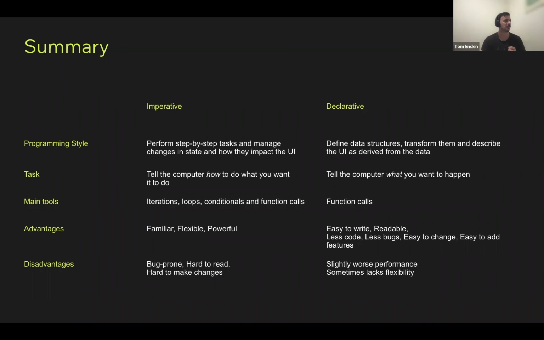The advantages of imperative is it's probably more familiar to you. It's flexible and it's very powerful. But the declarative is very easy to write once you learn it. It's readable. It's less code, less bugs, easy to change, and easy to add features. The disadvantages of imperative are that it's bug-prone, hard to read, and hard to make changes. Declarative is slightly worse in performance, and I will address that in a moment, and it sometimes lacks flexibility.